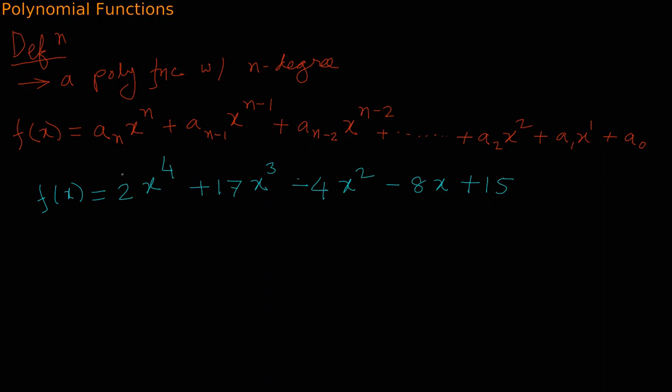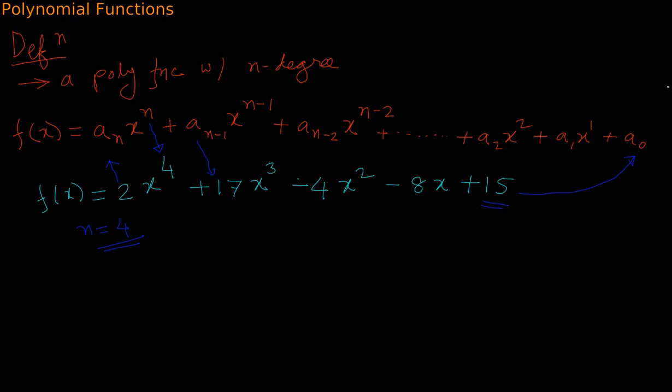this case 2 is my a n, n is here 4, so for this particular function n is 4, so it's a fourth degree polynomial function. So this is a fourth degree polynomial function, and as you can see, what is the other coefficient? 17, which is a n minus 1, and of course n minus 1 is x power 3, and so on and so forth, and 15 is my a naught, and a naught is the constant term.